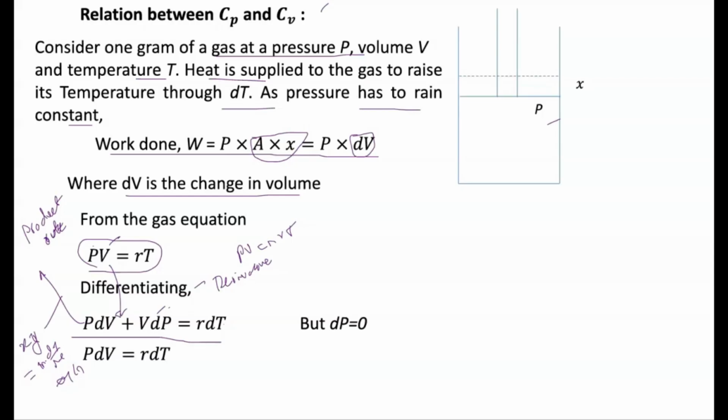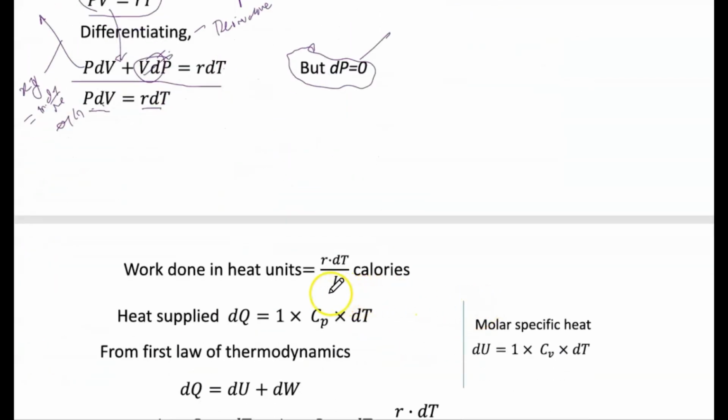Now the condition is that change in pressure is 0, so VdP becomes 0. As a result, PdV is equal to RdT, substituting the 0 value. So work done in heat units will be RdT upon J kilocalories. We have to convert the heat unit from joules to calories, so we divide by the joule constant. So heat supplied dQ will be equal to 1 into Cp into dT.